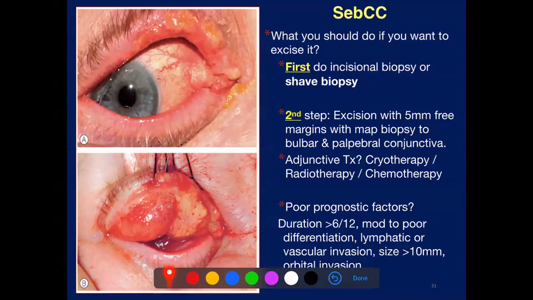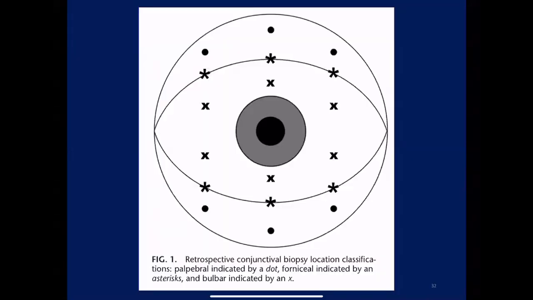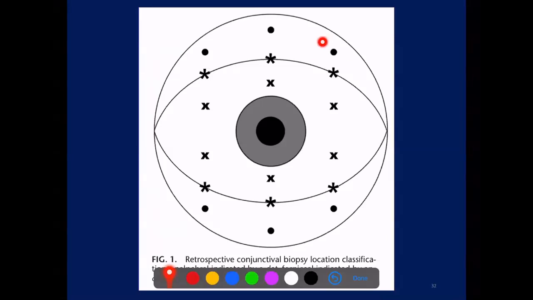Okay. Adjunctive therapy: cryotherapy, radiotherapy, chemotherapy. Chemotherapy, systemic or topical. Radio and chemo are reserved for advanced cases. These are the poor prognostic factors. So this is the map biopsy, by Carol Shields. It's 18. So you have upper and lower. You have 6 for the palpebral, 6 for the fornicial, and 6 for the bulbar conjunctiva. And you need to label it and plot it very carefully for the pathologist to read.